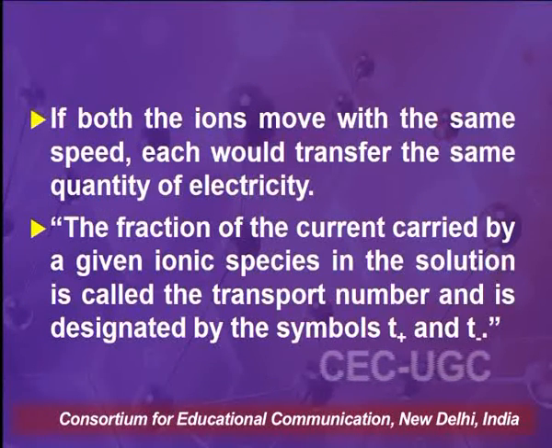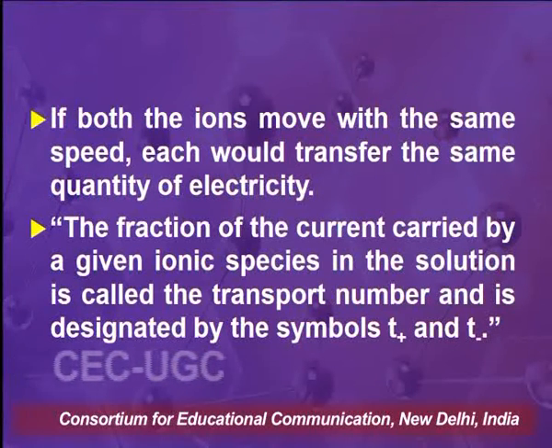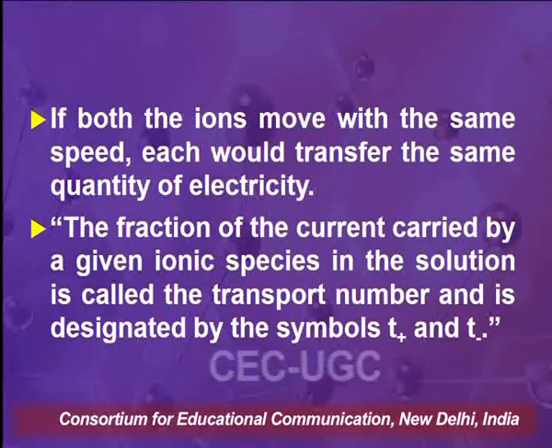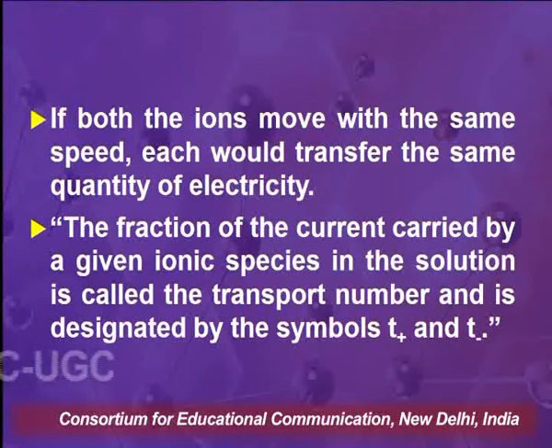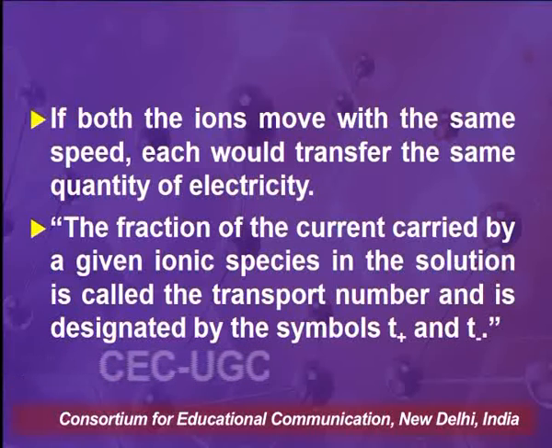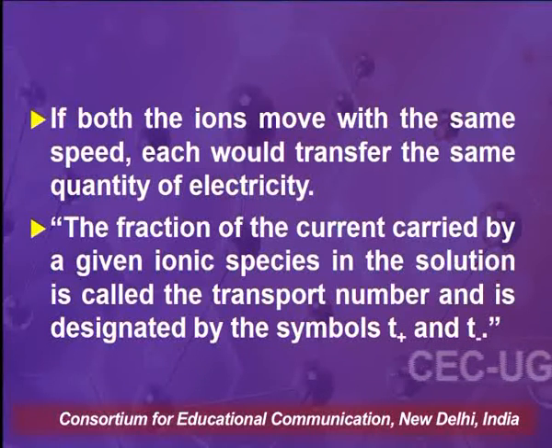If both the ions move with the same speed, each would transfer the same quantity of electricity. The fraction of current carried by a given ionic species in the solution is called the transport number and is designated by the symbols T plus and T minus. Relation between the fraction of current carried by an ion and its speed.